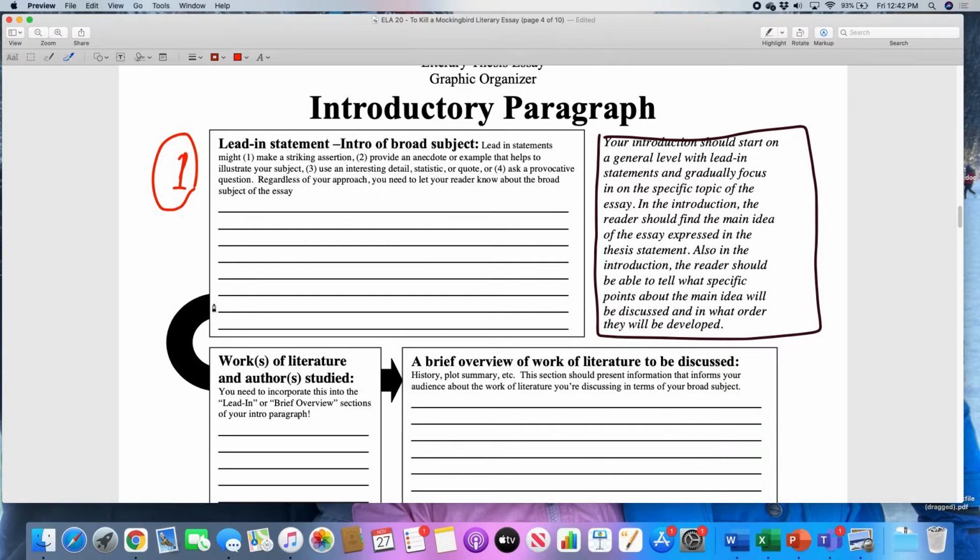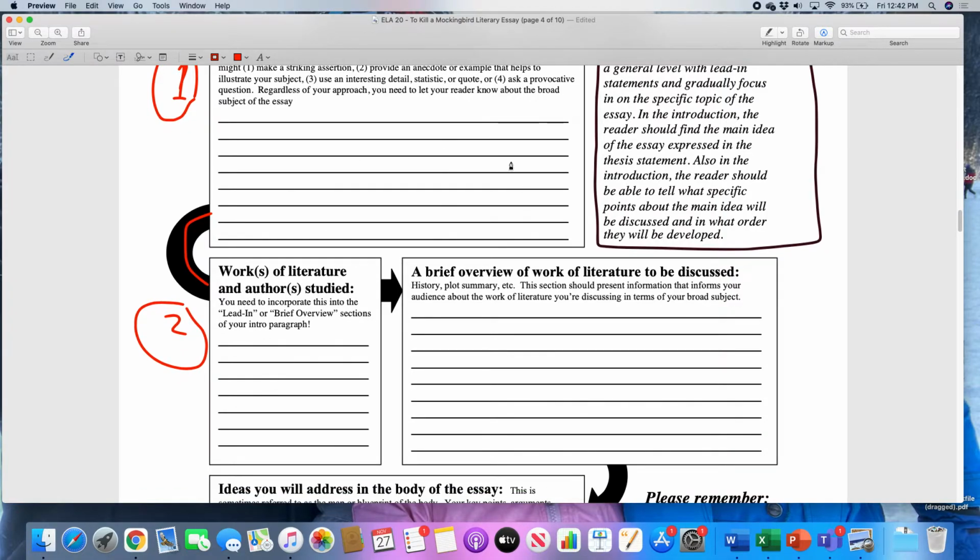The second thing that you do, if you follow this little arrow down here, this is number 2. You introduce your works of literature and the author. So you need to incorporate this into your lead-in or your brief overview sections of your paragraph. So you've got, okay, courage. Then you say, one novel in which courage is explored in depth is Harper Lee's novel To Kill a Mockingbird. And you will maybe even include the year it was published.